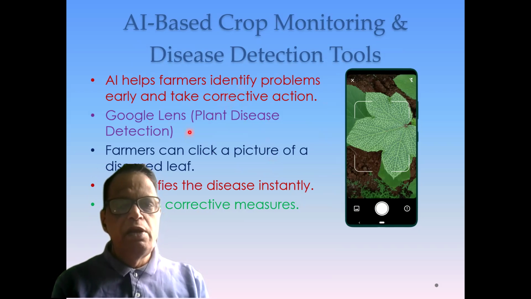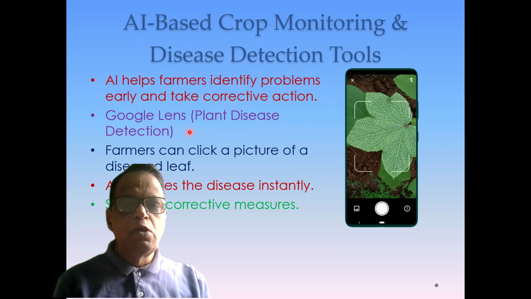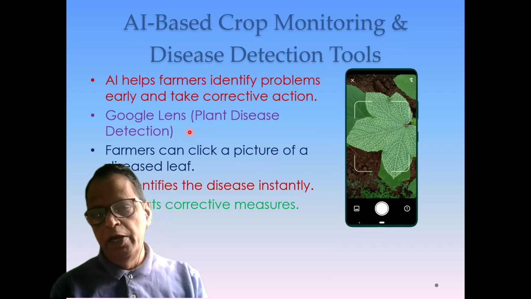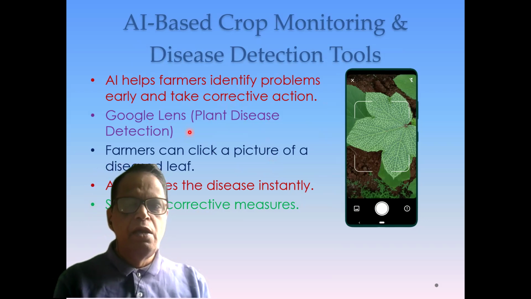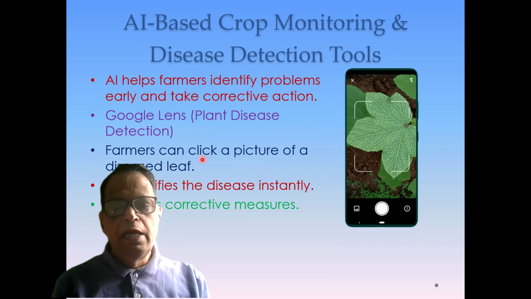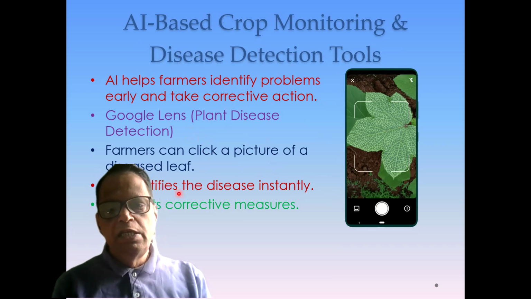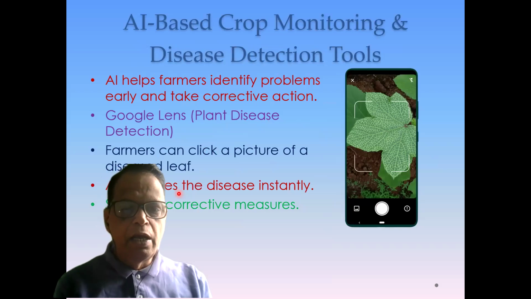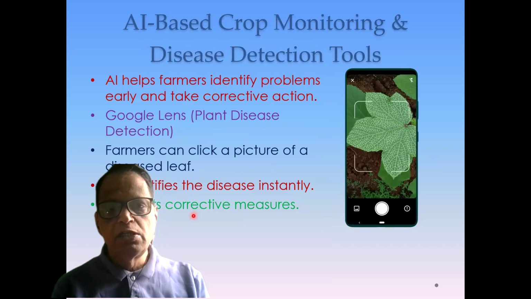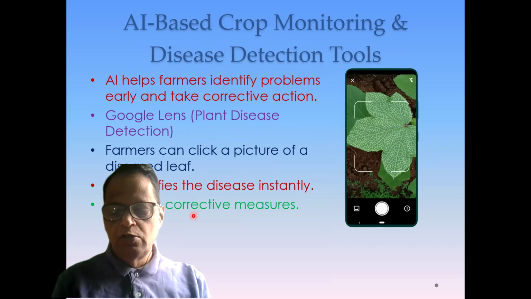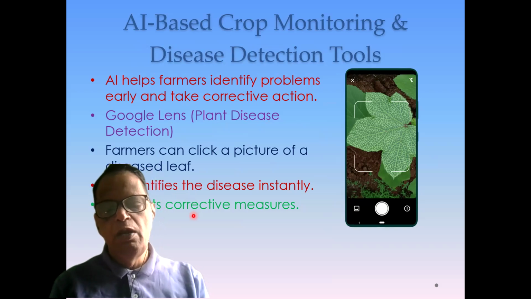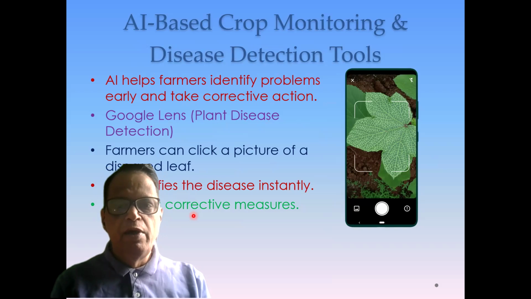There are certain tools available such as Google Lens, which we can use in order to detect plant disease. Farmers can click a picture of a diseased leaf and then the disease will be identified automatically. And even the corrective measures can be suggested. So Google Lens is a very important tool for a farmer where the disease can be detected easily.